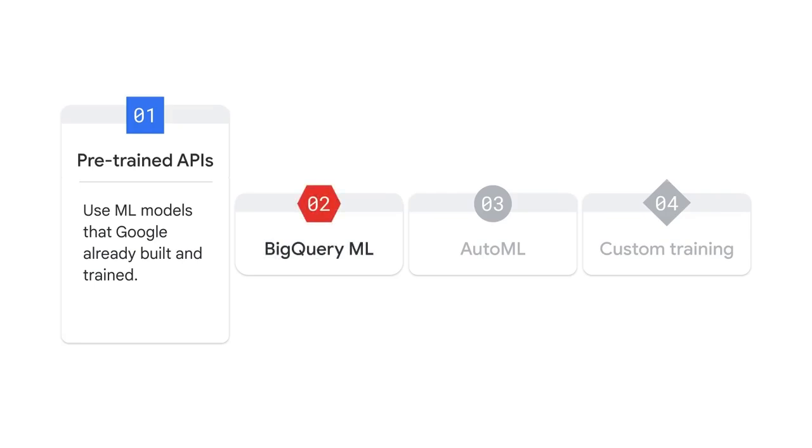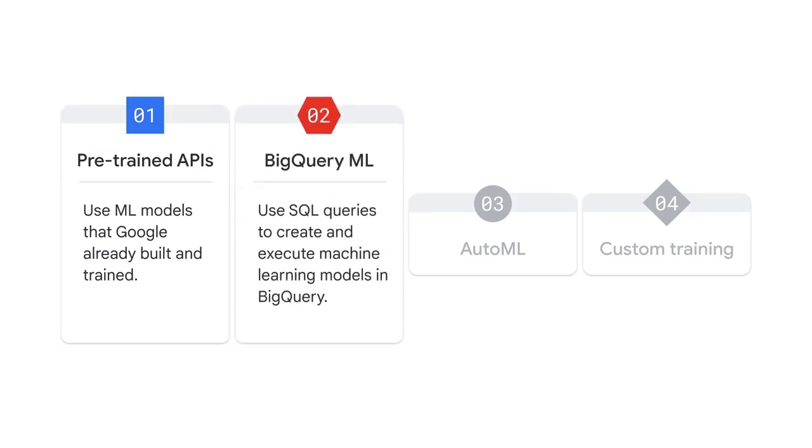The second option is BigQuery ML, which you learned about in the previous module. This option uses SQL queries to create and execute machine learning models in BigQuery. If you already have your data in BigQuery and your problems fit the predefined ML models offered by BigQuery ML, this could be your choice.